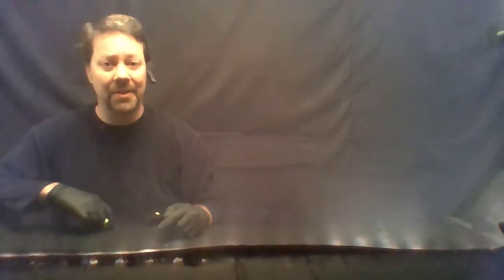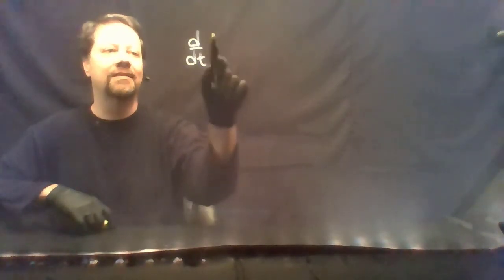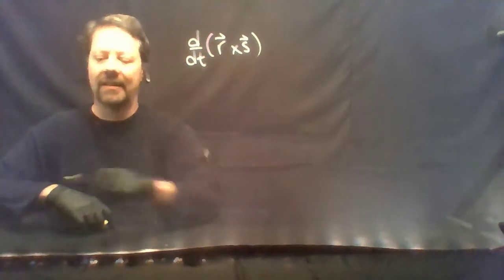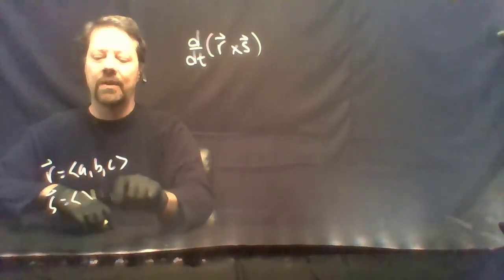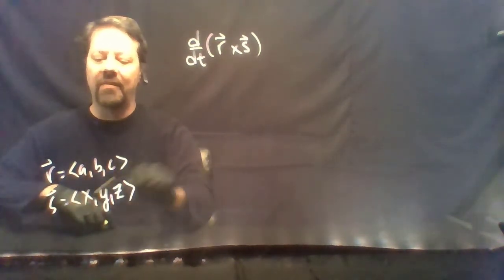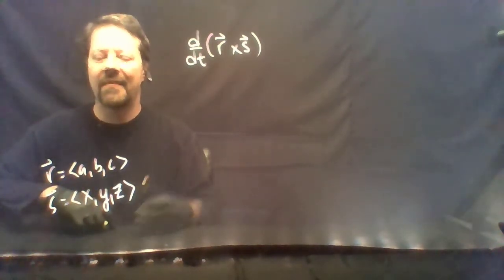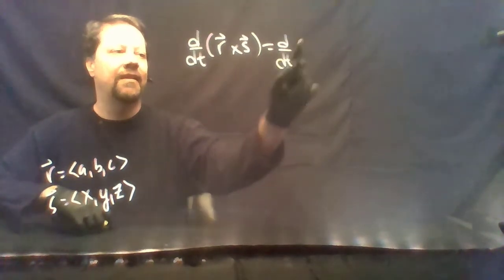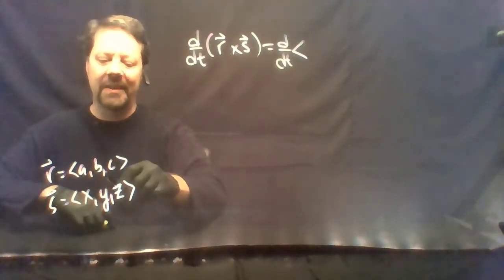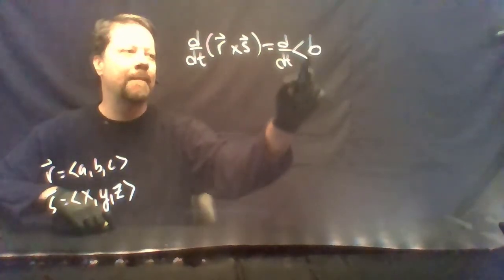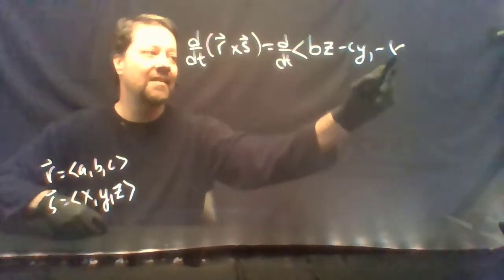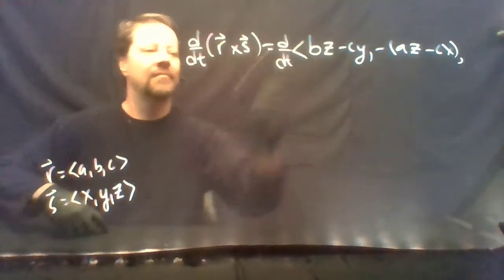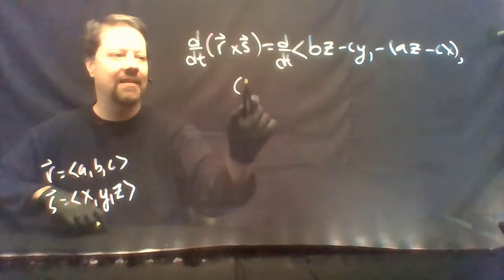The claim that requires special justification because it makes a special claim about the order is the Leibniz rule for the cross product. Let's suppose r has coordinates a, b, c, and s has coordinates x, y, z. All of these are functions of the parameter t. Then we get the derivative of, how do you calculate the cross product? It should be bz minus cy, and then minus (az minus cx), and then ay minus bx.